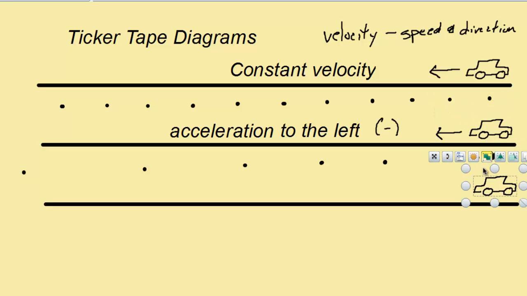Same car, and same thing, we're moving to the left, so our velocity again is to the left. Except this time, let's say that we're headed towards a stop sign, so we're already going fast and our drips are far apart. But as we get close to the stop sign, our drips get closer and closer together until ultimately we stop here.